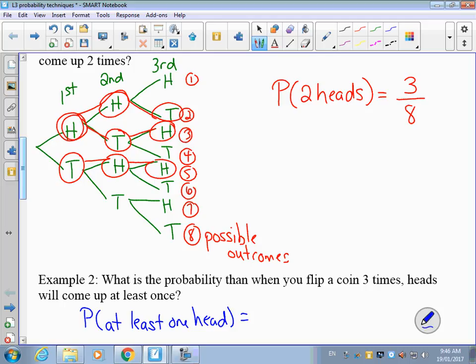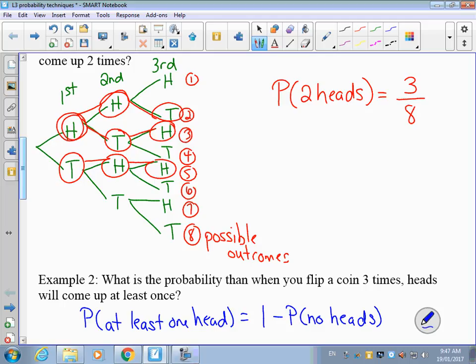That means there could be 1 or 2 or 3. That's a lot of options to look at in my tree diagram. Sometimes instead of looking for so many options, it's easier to look at the opposite and do the perfect 1 minus the probability of no heads. And that's where we'd use our complement to figure out what we actually want to know.